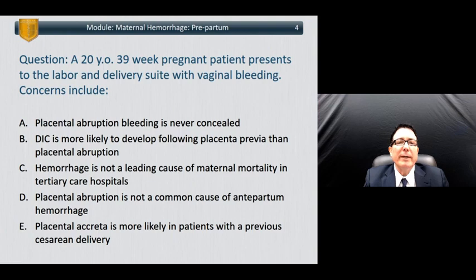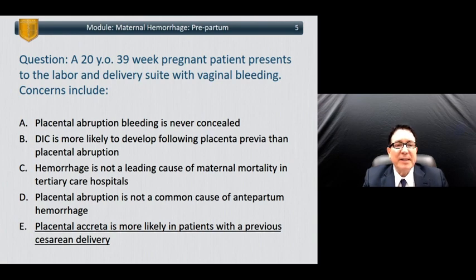Question. A 20-year-old, 39-week pregnant patient presents to the labor and delivery suite with vaginal bleeding. Concerns include: A. Placental abruption bleeding is never concealed. B. Disseminated intravascular coagulation is more likely to develop following placenta previa than placental abruption. C. Hemorrhage is not a leading cause of maternal mortality in tertiary care hospitals. D. Placental abruption is not a common cause of antepartum hemorrhage. E. Placental accreta is more likely in patients with a previous cesarean delivery.